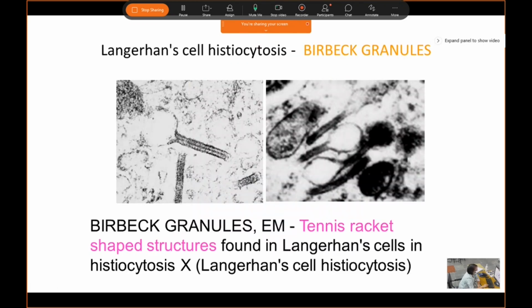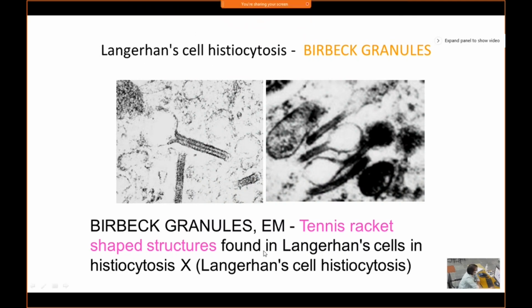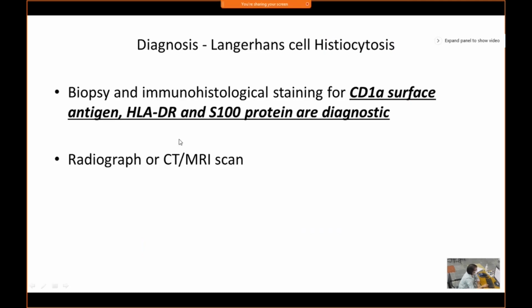Then another thing is, this is an objective question, Birbeck granules, which is seen in Langerhans cell histiocytosis. Tennis racket-shaped structures are found in Langerhans cell histiocytosis. This is an objective question. And another thing which you have to know about LCH is the immunohistochemistry. CD1A is diagnostic. Okay, so you have to remember CD1A.